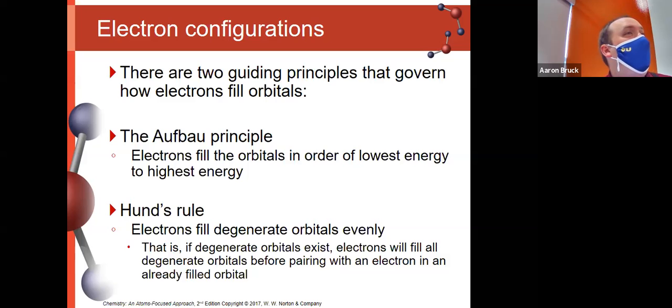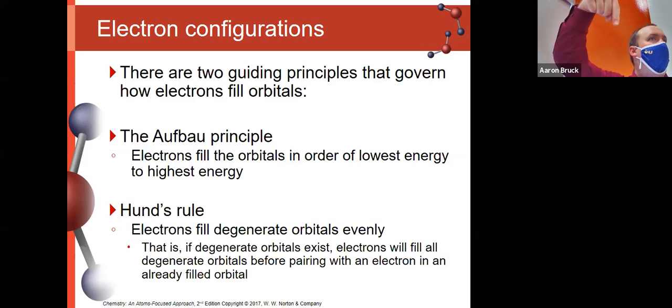Again, by convention, the spin up electron is generally considered to be the lower energy configuration. So when we draw orbital notation out and we're filling in those degenerate orbitals, we're going to fill them with spin up electrons first. Spin up electrons are easy to spot. They are arrows that are pointing up. Spin down electrons are also easy to spot. They are arrows that are pointing down. So those are our two guiding principles.